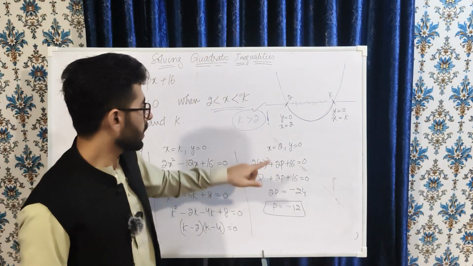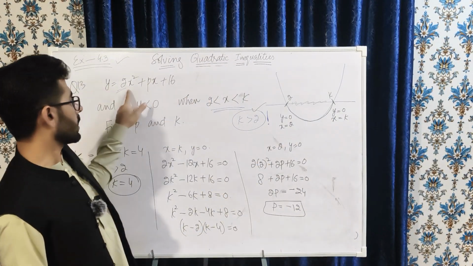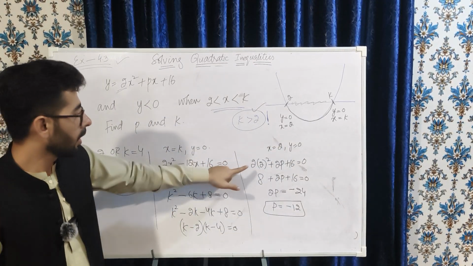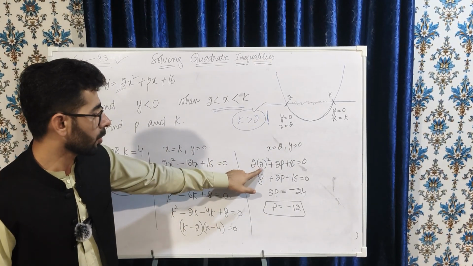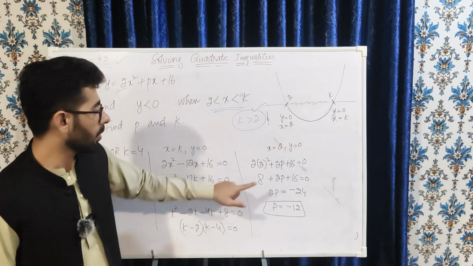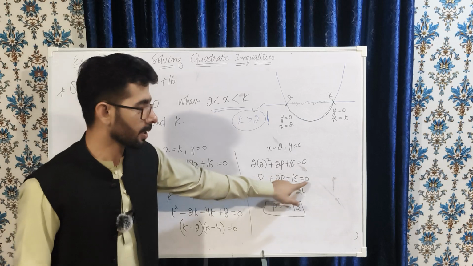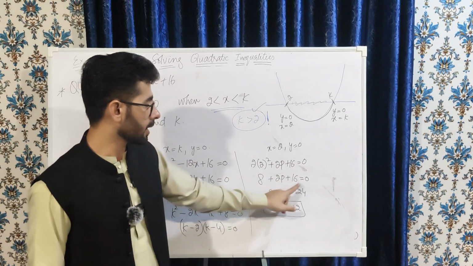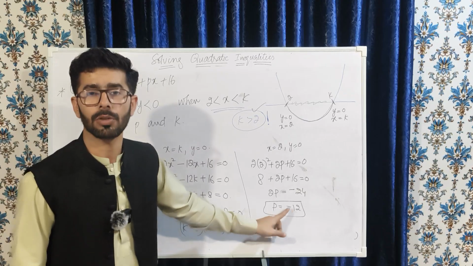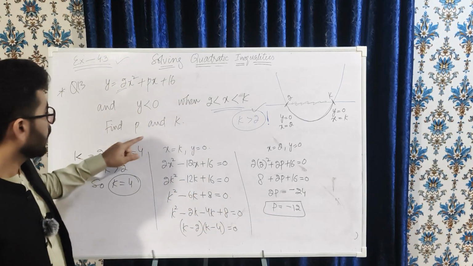We take the first root, we put x equal to 2 in this equation and set y equal to 0 because x equals 2 is the root. So wherever there is x, we put 2. So we have 2 times 2 squared plus 2 times p plus 16 equal to 0. That's 8 plus 2p plus 16 equal to 0. 8 and 16 is 24. So 2p is equal to negative 24. That gives us p to be minus 12.